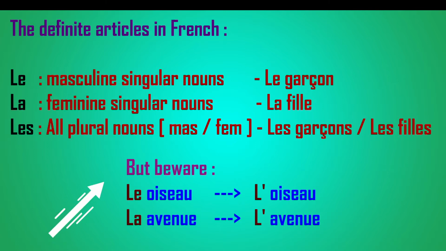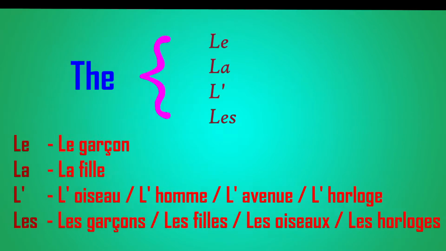Le, in front of a masculine singular noun starting with a vowel or H mute, becomes l'apostrophe. La, in front of a feminine singular noun starting with a vowel or H mute, becomes l'apostrophe. This is because a monosyllabic word like le or la meeting the next word beginning with a vowel or H mute is avoided in the French language. Whenever they meet, we make small changes in the spelling of the monosyllabic word. Here, le and la are changed into l'apostrophe. The meaning remains the same, but there is a small change in the spelling.